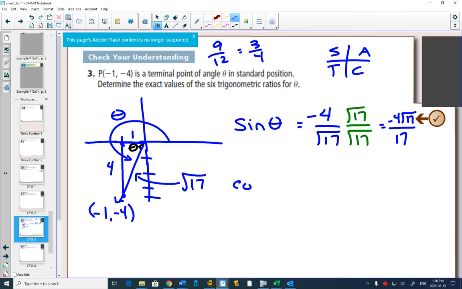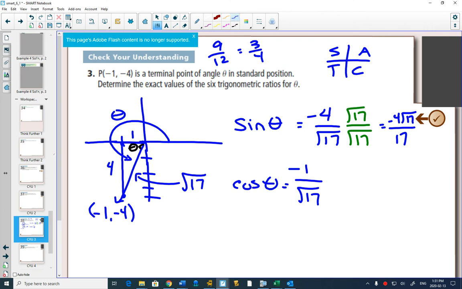Now, cos of theta. Well, cos is adjacent over hypotenuse. I look at my triangle, I look at my reference angle. The adjacent is 1, my hypotenuse is root 17. It's in quadrant 3, so it'll be negative. And we've got cos of theta.